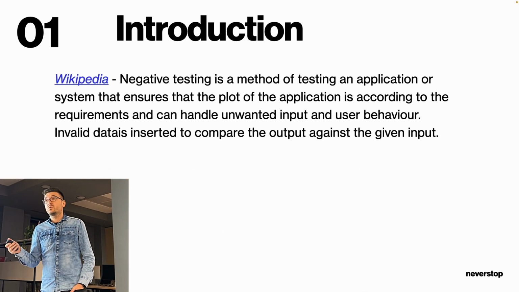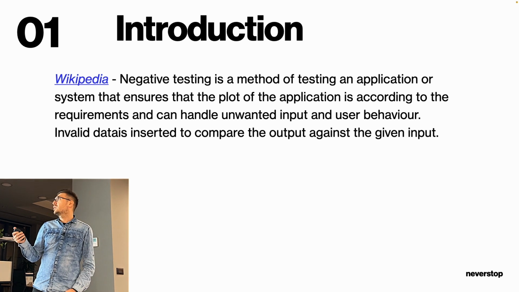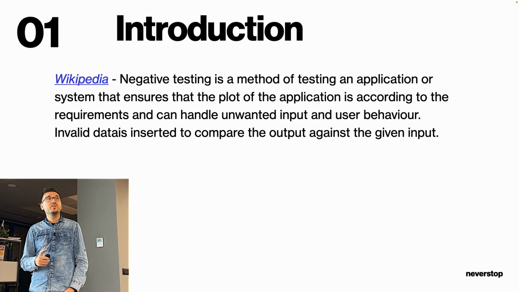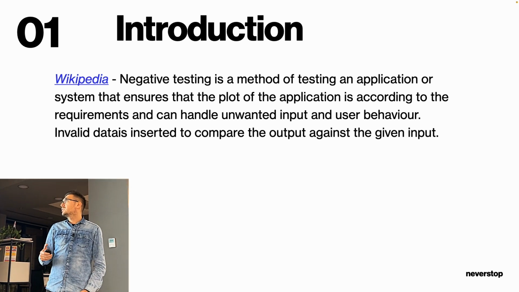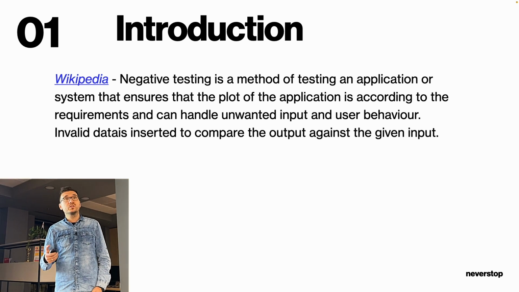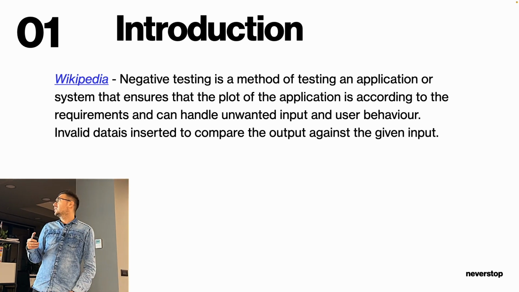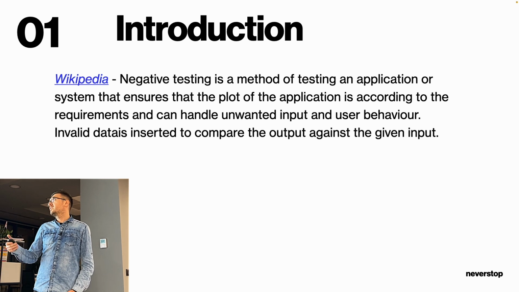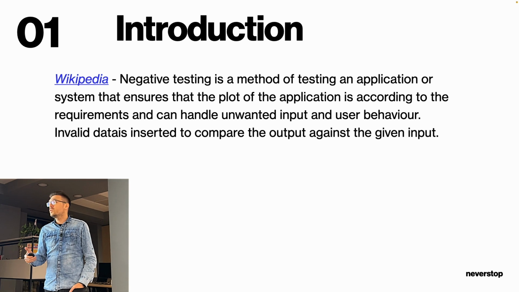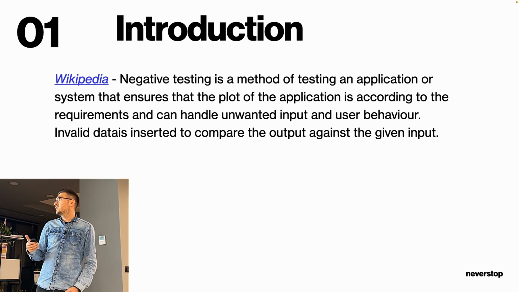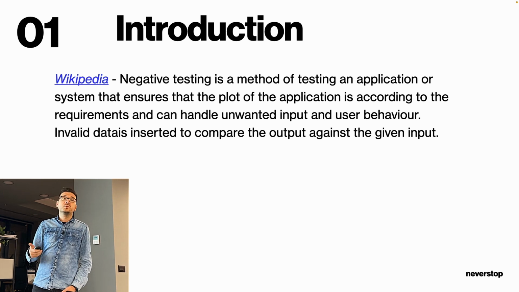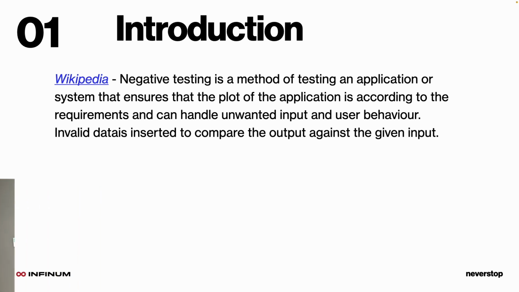According to Wikipedia, the boring definition, negative software testing is a method of testing the application or the system that ensures the system will work as expected and will handle unwanted input from user behavior. Also, that invalid input data will not do harm to the application.